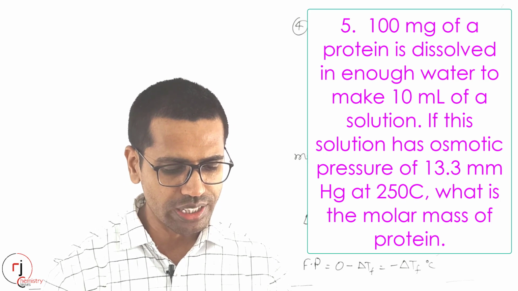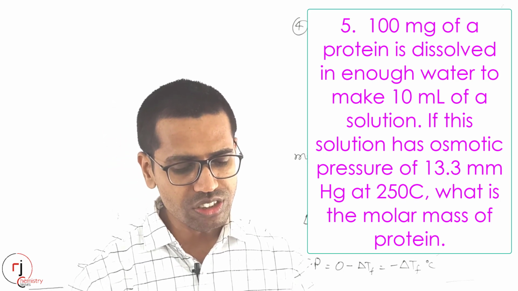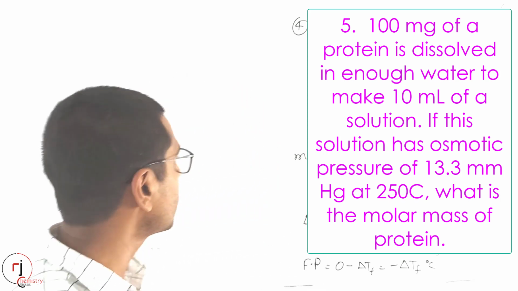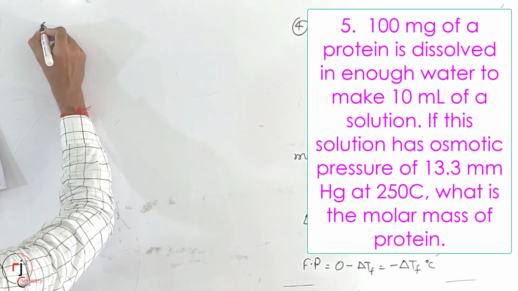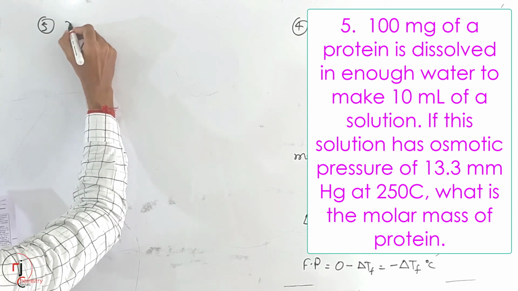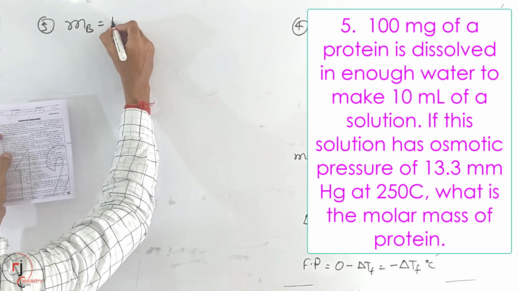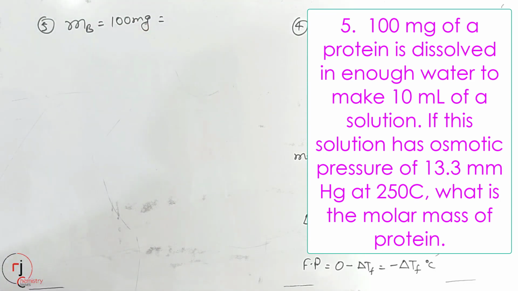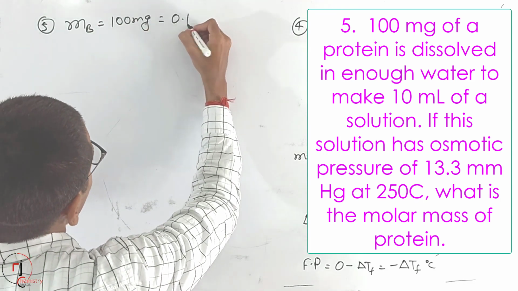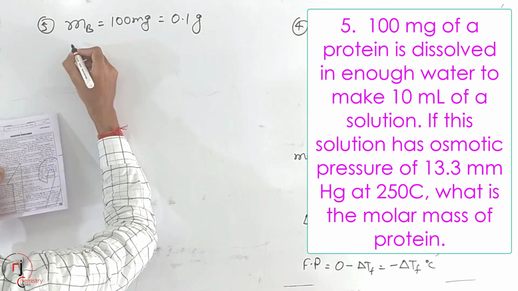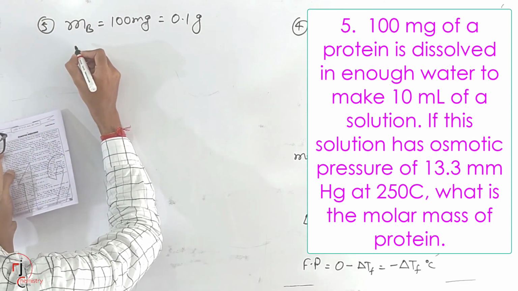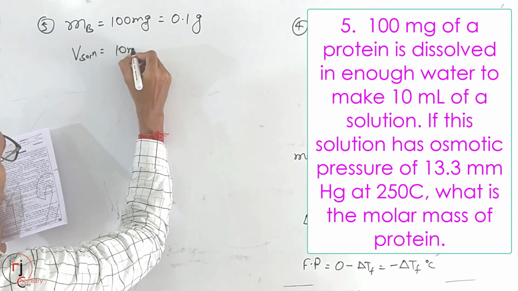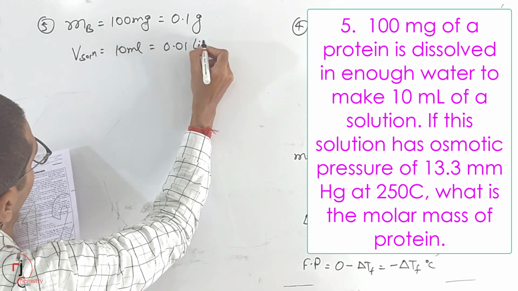If this solution has an osmotic pressure of 13.3 mm of Hg at 25 degrees Celsius, what is the molar mass of the protein? Very easy question. In this question the mass of solute is given as 100 milligram, but we have to convert this into gram, so it becomes 0.1 gram. It is also given that the volume of solution is 10 milliliter, meaning 0.01 liter.